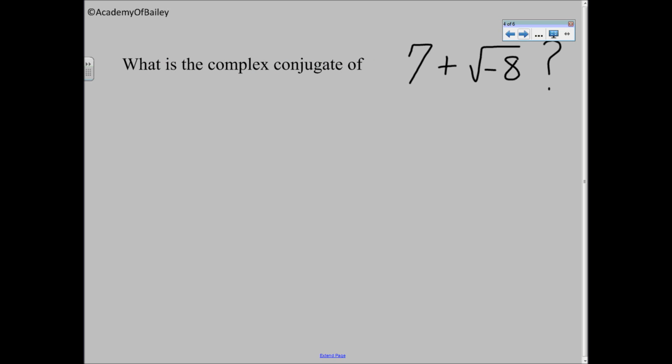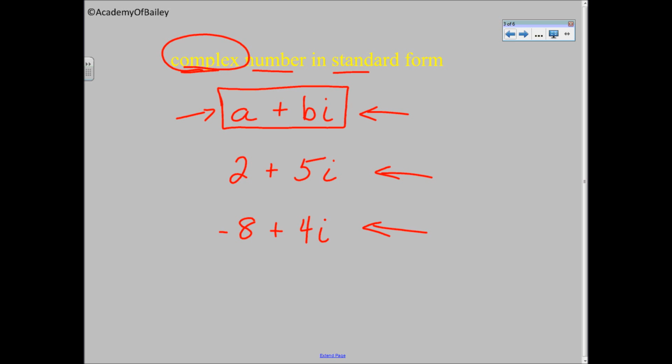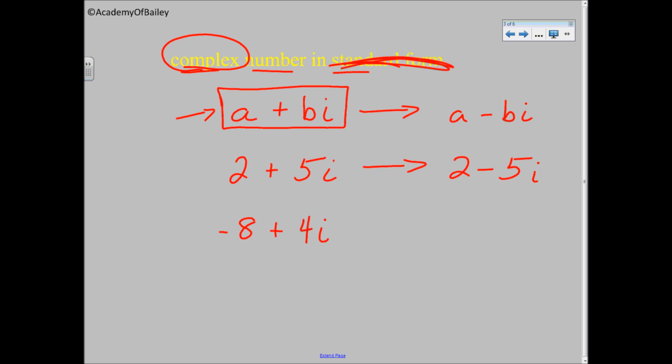Okay, a complex conjugate. What is the complex conjugate of that? Well, let's go back one more slide. And I'm not going to talk about standard form right now. I'm going to talk about complex conjugates. The complex conjugate of a plus bi is a minus bi. Complex conjugate of 2 plus 5i is 2 minus 5i.